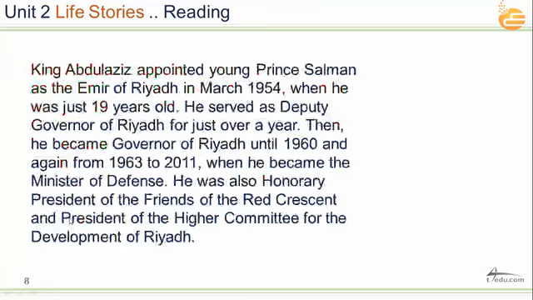King Abdulaziz appointed young Prince Salman as the Emir of Riyadh in March 1954, when he was just 19 years old. He served as deputy governor of Riyadh for just over a year. Then he became governor of Riyadh until 1960, and again from 1963 to 2011, when he became the Minister of Defense. He was also honorary president of the Friends of the Red Crescent and president of the Higher Committee for the Development of Riyadh.